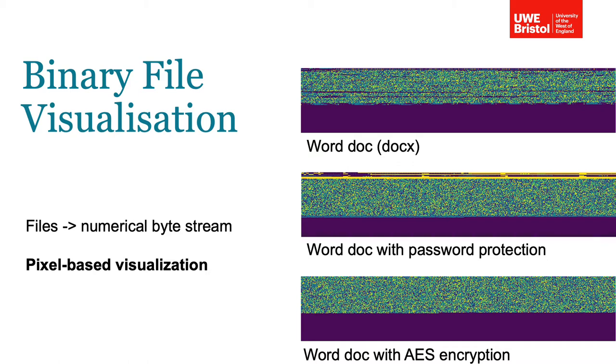Working with a byte stream through a file, we can then visualize these numerical values. Given the scale of information represented within a single file, we need a compact visual representation, as we may be attempting to plot many, many values. Pixel-based visualization is an effective technique where we can map numerical values to pixel color values to create an image based on the underlying numerical data.